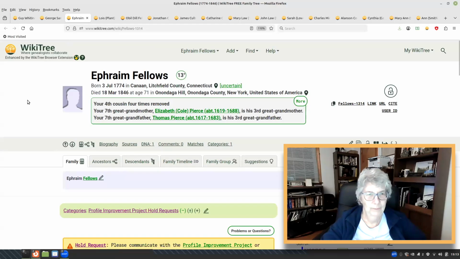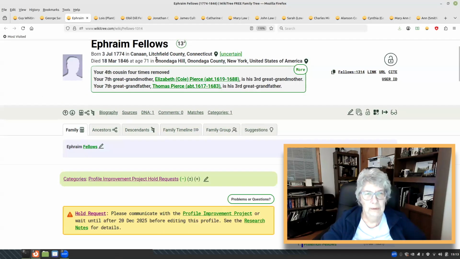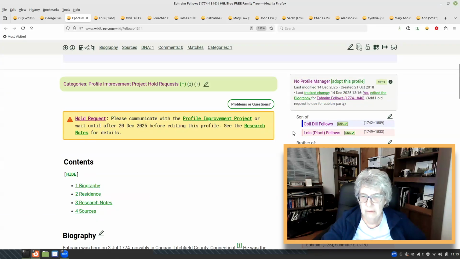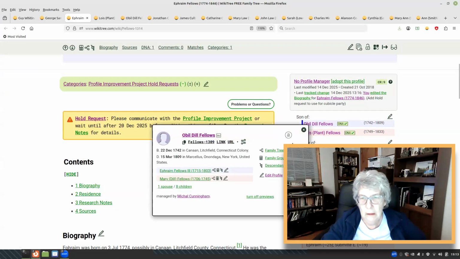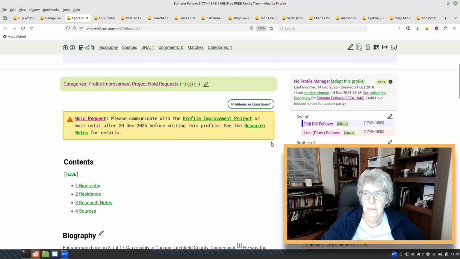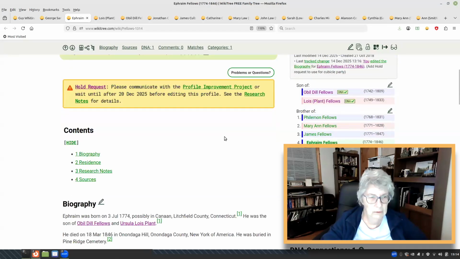So here's Ephraim. It says he was born in Connecticut, but he died on Onondaga Hill. And it shows that both his father, Obil, and his mother, Lois, are confirmed with DNA. Since we're doing profile improvement project work that we're showing you, we are working on orphans, or profiles whose managers haven't been around, or we contacted them and they haven't answered us. So we're going to go ahead and fix them.